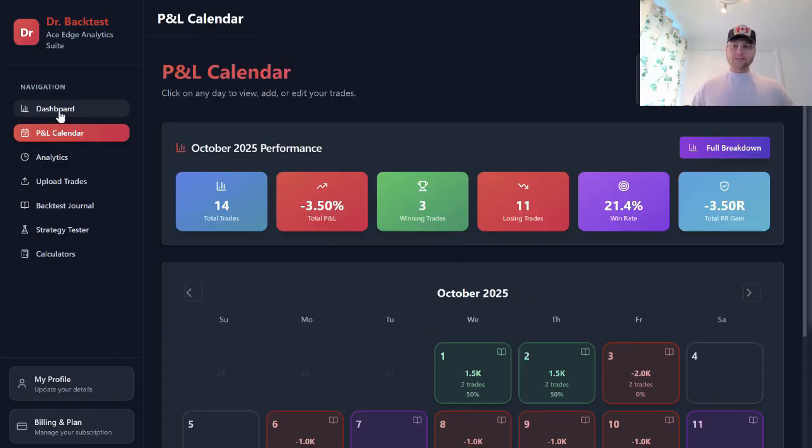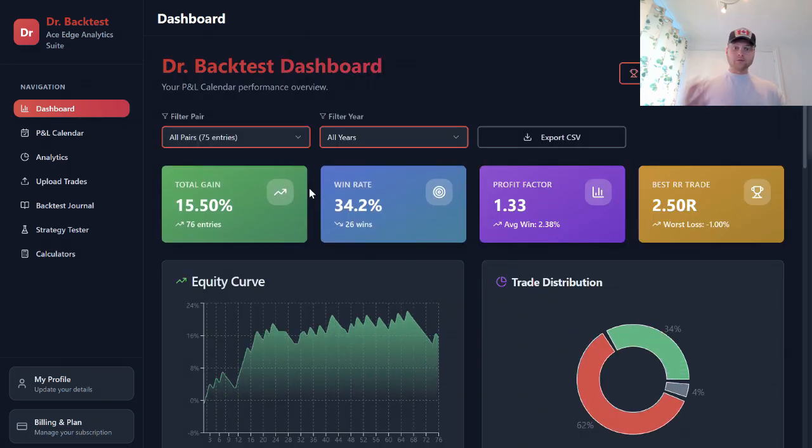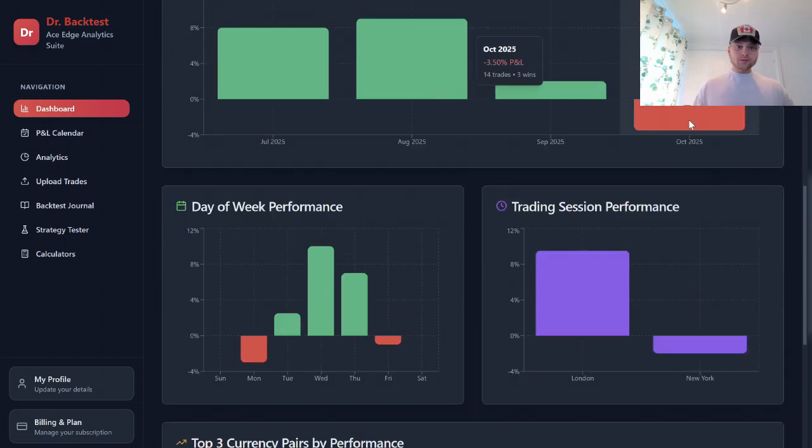So this is your Dr. Backtest dashboard, where you can see your current trade. I'm currently 15.5% up for the past 3.5 months, which isn't too bad at all. October's obviously not looking too good at the minute.